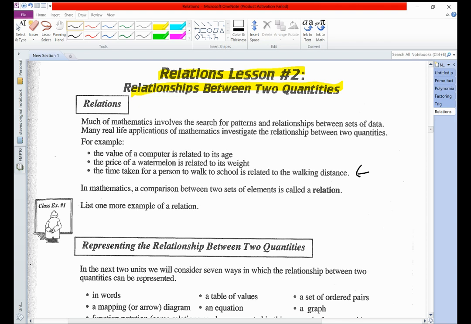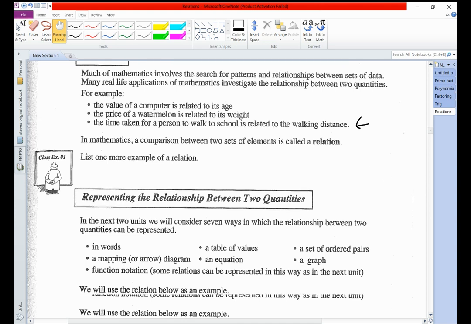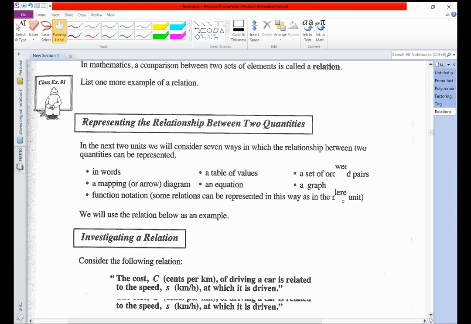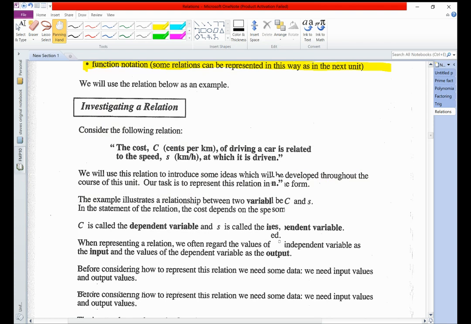So a comparison between two sets of elements, or two different quantities, is called a relation. We are going to be looking at representing relationships between two quantities in several different ways. So we can do it in words. We can use a table of values. We can use a set of ordered pairs. We can use an arrow diagram, an equation. We've seen some of these already, a graph, and in our next unit, we are going to be looking at function notation.